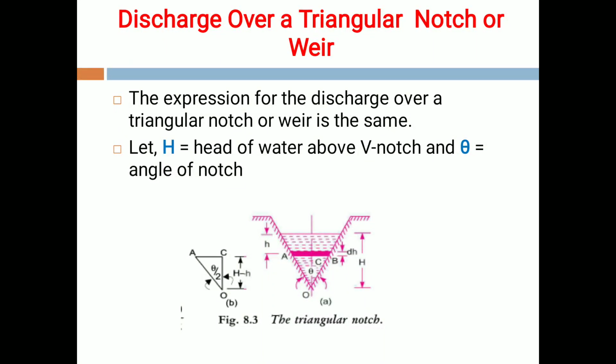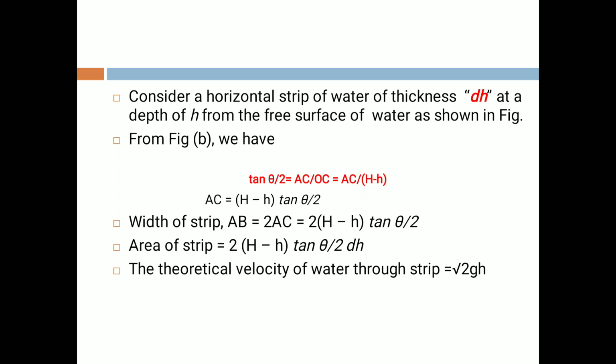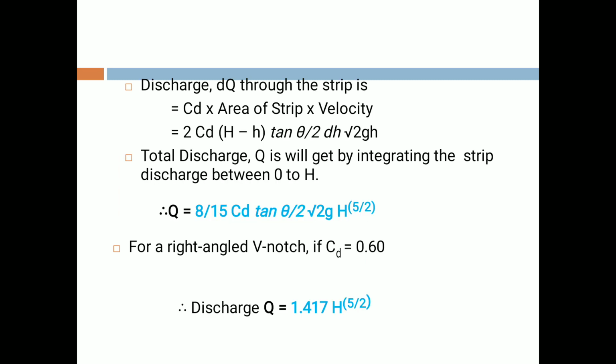Hi everyone. As per the discussion in the last video, we have seen the derivations or expressions for the discharge over the triangular notch and weir, as well as for the rectangular notch and weir. Different formulas. And today we are going to discuss the different advantages of a triangular notch or weir over a rectangular notch or weir.